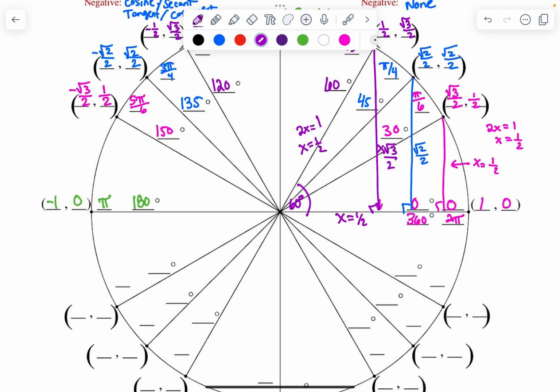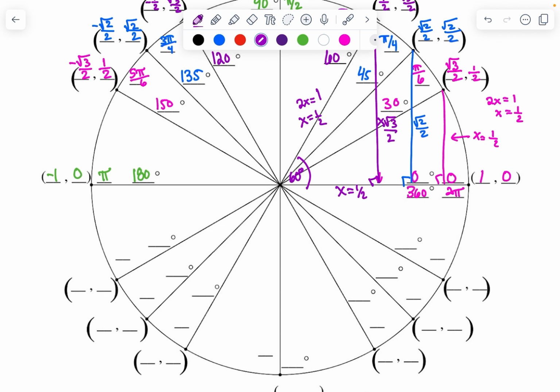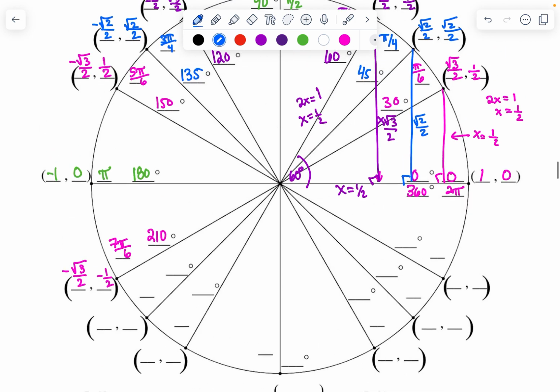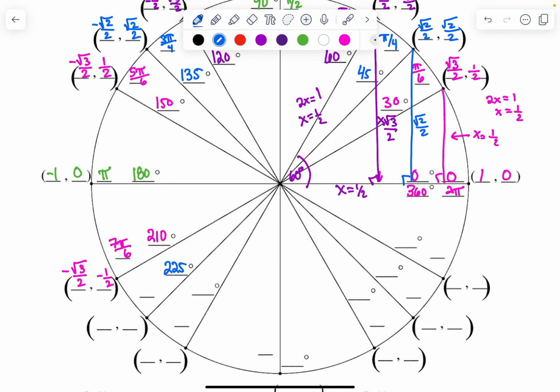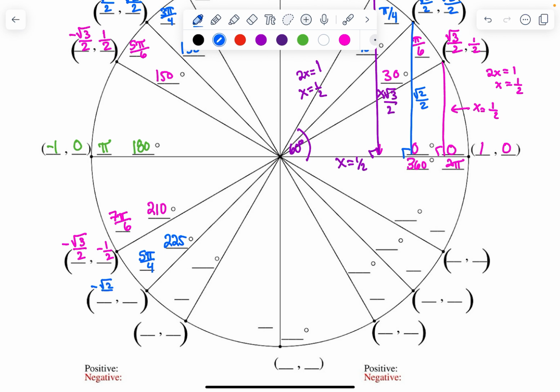All right, so this next one, again, we've just gone 30 degrees further, so now we are at 210 degrees, or 7 pi over 6. And now both the cosine and sine are going to be negative down here. Both x and y are negative down here. If you go from 180, 45 degrees, you're going to be at 225, or 5 pi over 4. And so again, both of them are negative.